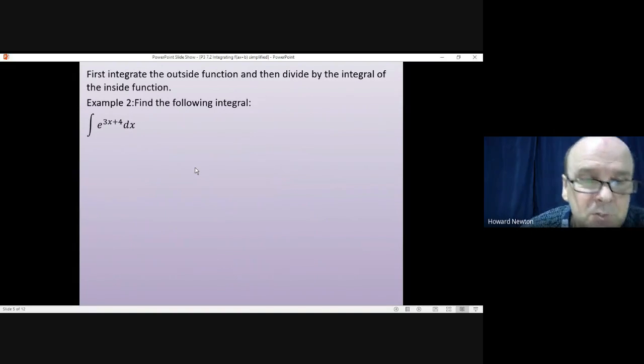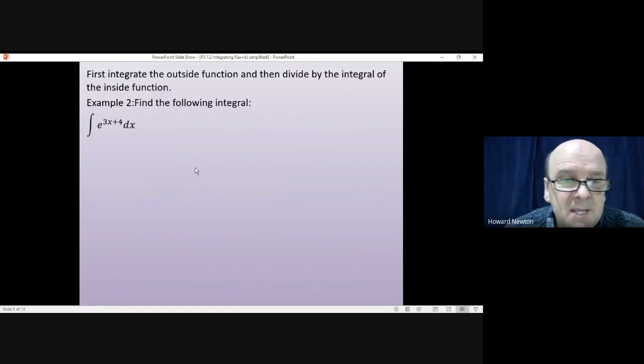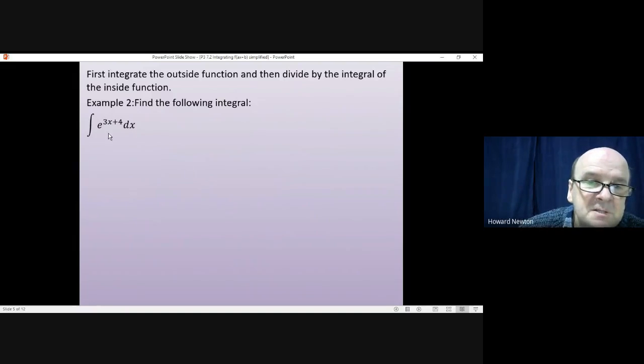Okay, example 2. This time we're integrating e to the 3x plus 4. So the outside function is the exponential function e. We'll need to integrate that first of all, and then we'll need to divide by the differential of 3x plus 4. Have a go, pause the video, come back to me when you're ready. Okay, let's have a look.